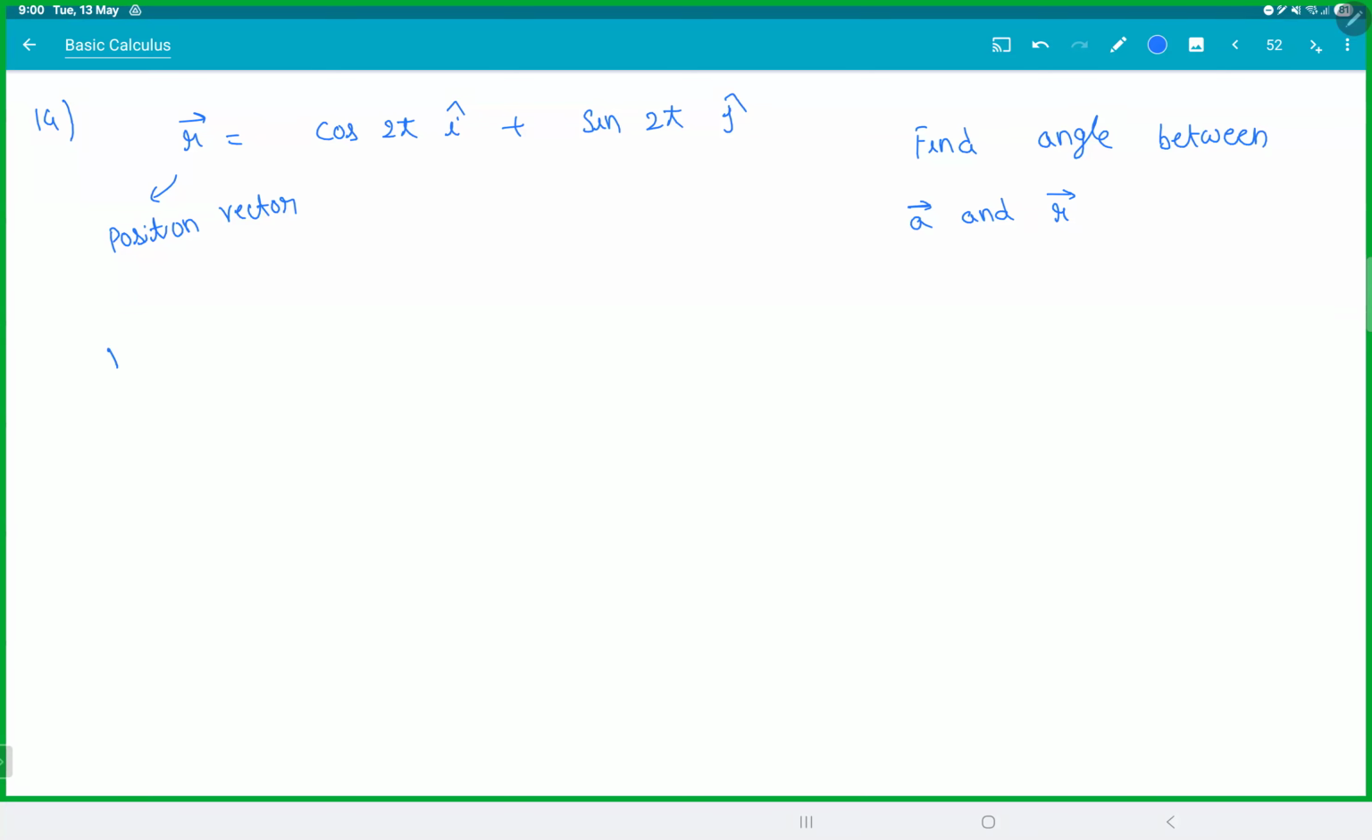Let's see whether you got the thing right. What is velocity? dr by dt. Cos 2t, it is cos of something. So that will be sin 2t and one minus will come outside. Cos's differential is sin 2t, so minus 2 sin 2t i cap. Sin's differential is cos, but 2t's differential, 2, will come out. 2 cos 2t j cap.